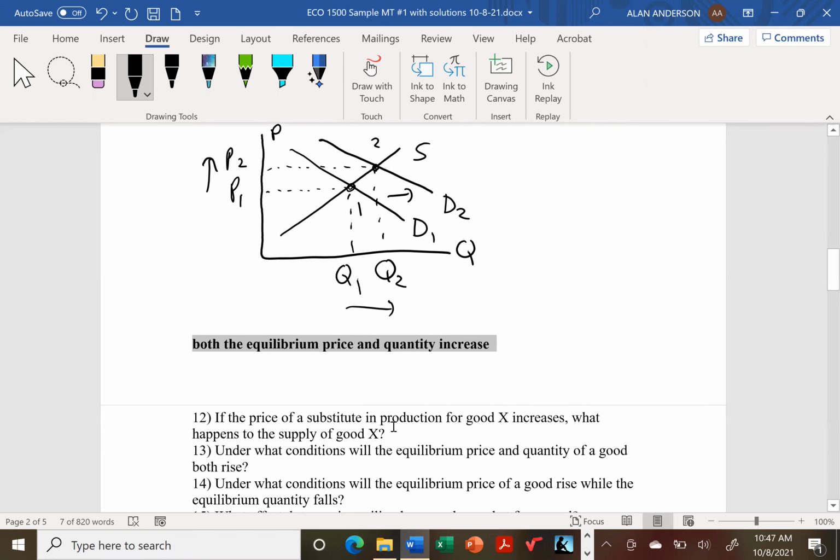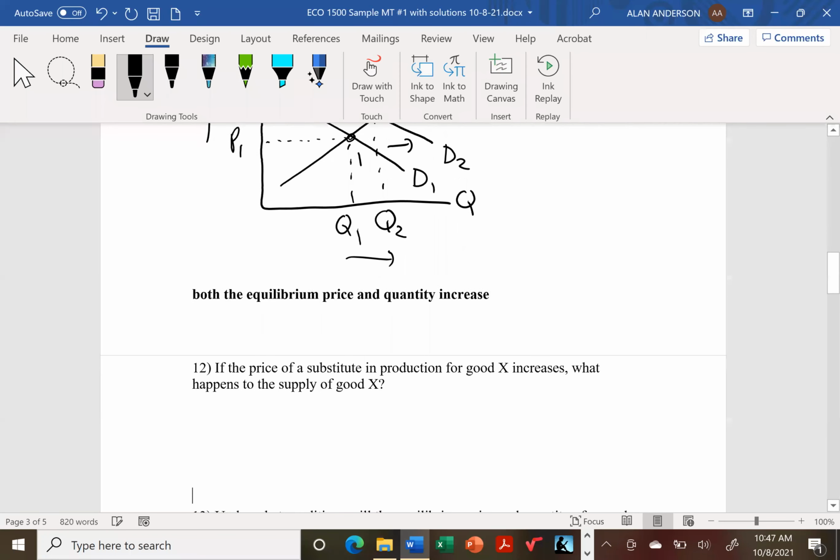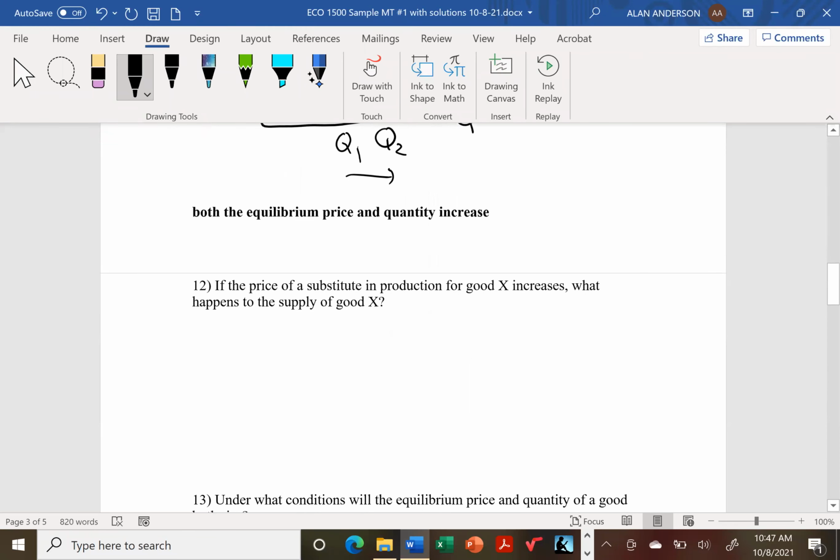Now, if the price of a substitute in production, now this is the tricky one. Substitute in production implies that we're talking about supply here. So remember what that means. Imagine that you're thinking about wheat and corn. Why are they substitutes in production? Because the farmer can grow both of these with the same resources, the same land, the same fertilizer. Obviously, it's a different kind of seed, but for all practical purposes, there's no difficulty whatsoever switching back and forth between wheat and corn.